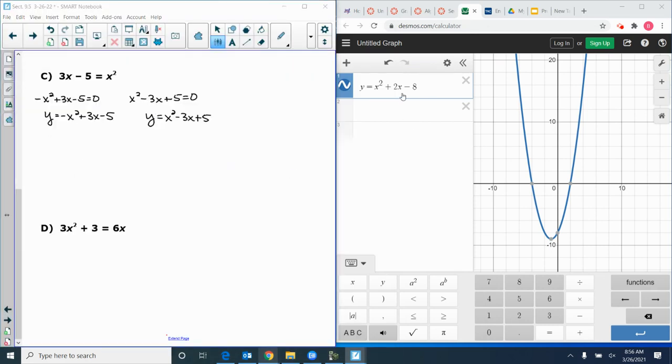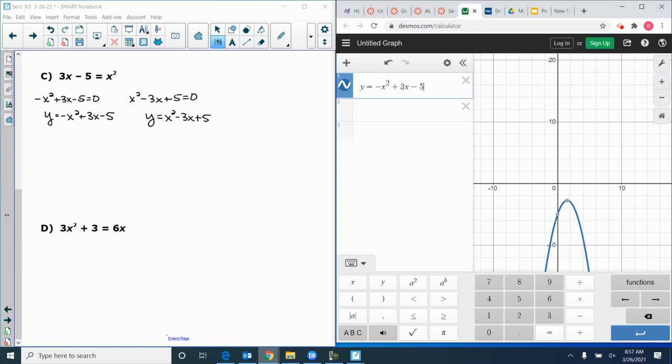And all right, so now here, what do I got? I got negative x squared. So I'm gonna put a negative in front of there. Do we have a plus or minus? And then what do I have? Plus 3x. And then I got minus 5, right? Is that what yours looks like?